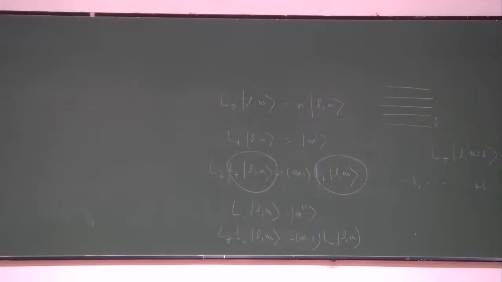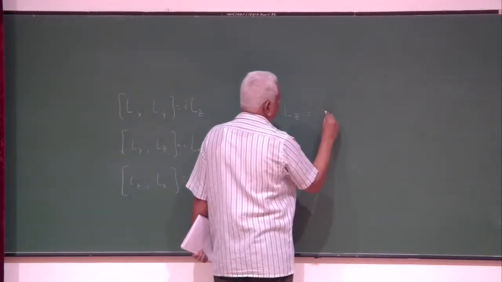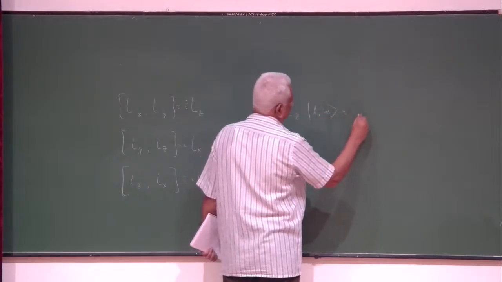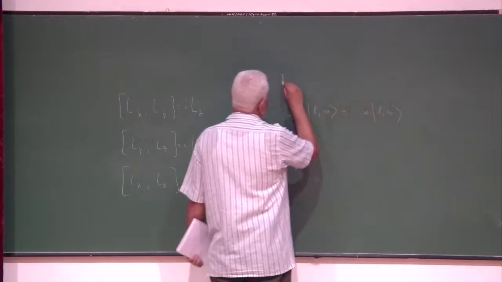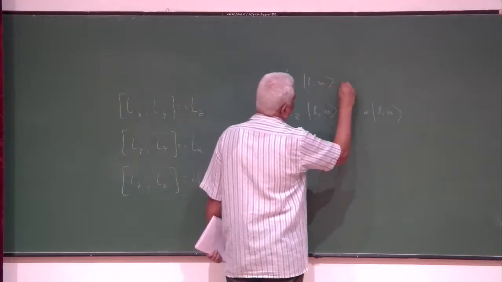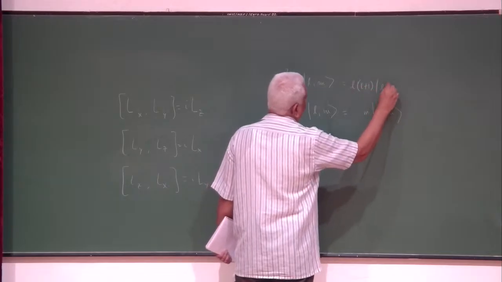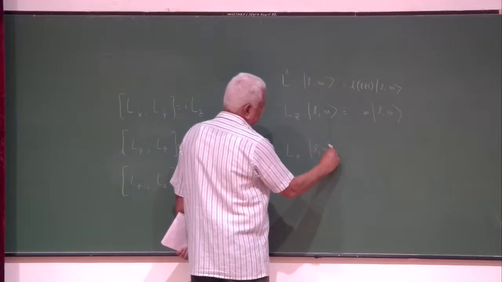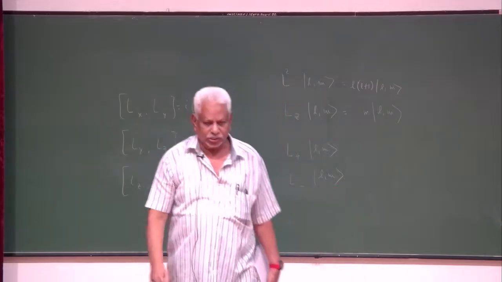So, Lz is going to be a diagonal matrix. The state is labeled by m, so Lz acting on Lm gives m times Lm. L square acting on Lm gives L into (L plus 1) times Lm. Now, I should tell what L plus acting on Lm and L minus acting on Lm give. That will give me all the matrices.